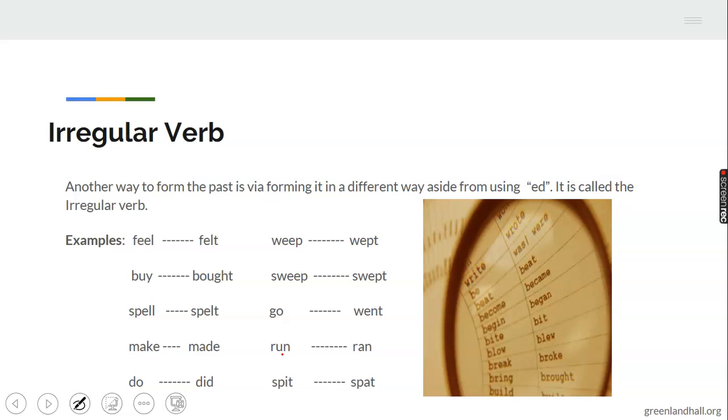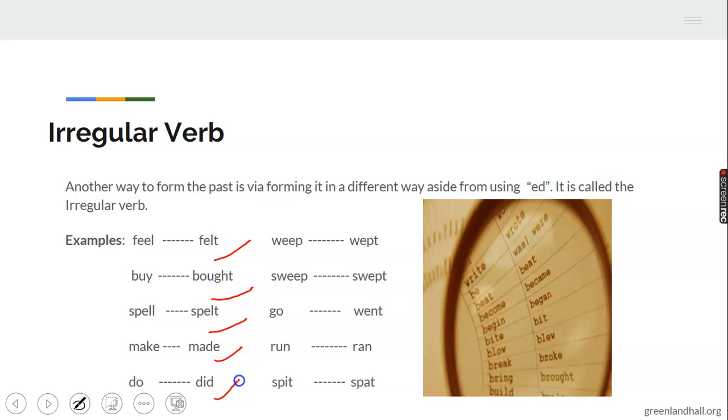Look at these ones I have here. They have several examples. There are several examples of these irregular verbs. Now we have feel, present form, felt, past form. You can see that the EE has been changed to EL and then T. So we have felt, we have buy and bought. This is not a regular verb. Spell, spelt. The past tense of spell is what? Spelt. Then we have make and made.